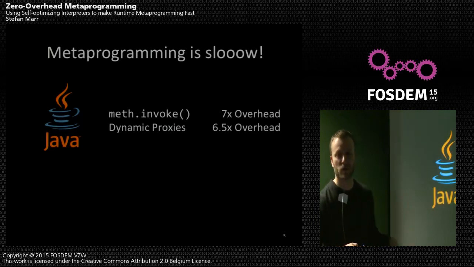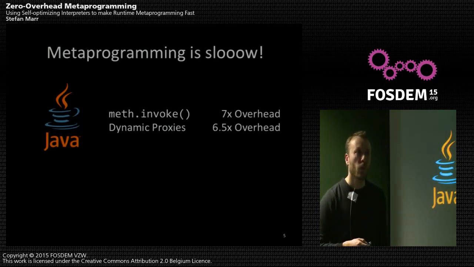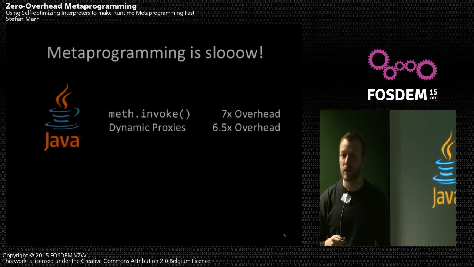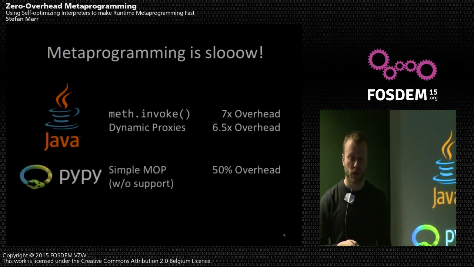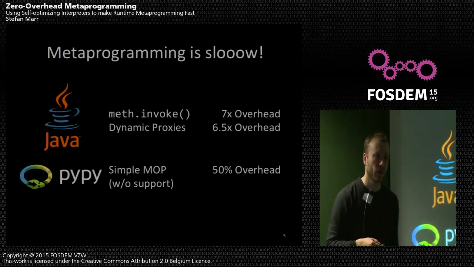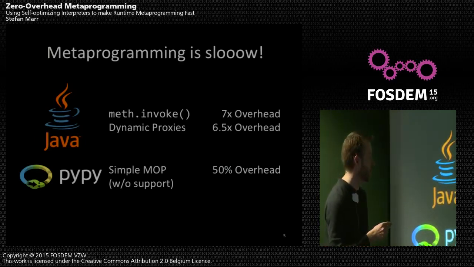So yeah, 0 overhead. Changing the VM is not out of the question. The idea is to make the VM smarter so that all the metaprogramming facilities are fast. So the idea is to work at the VM level. Okay, so generic metaprogramming is pretty slow on Java. Compared to that, for instance, PyPy has a metatracing just-in-time compiler. That's actually pretty fast. But if you start to implement such a simple meta-object protocol as I showed, then you still get like a 50% overhead.